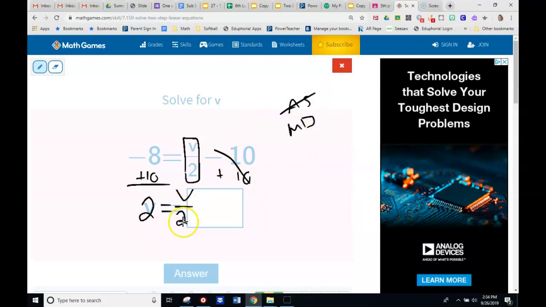So if I'm dividing by 2, the opposite would be to multiply by 2. Those cancel. Do the same to the other side. So I have 2 times 2, which is 4. So it should, v should equal 4.